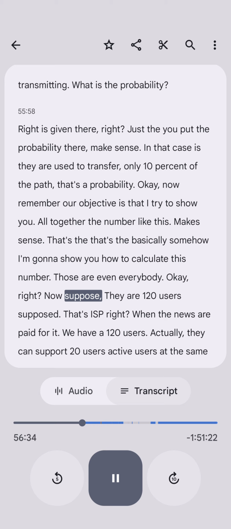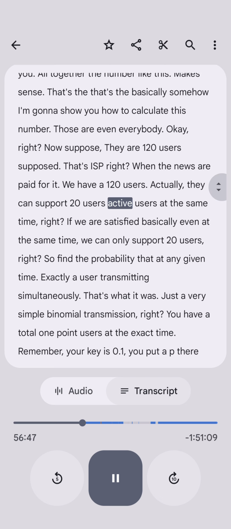Now, suppose there are 120 users. Suppose that's an ISP, right? 120 users paid for it. We have 120 users. Actually, they can support 20 active users at the same time, right? With packet switching, even at the same time, we can only support 20 users, right? So find the probability that at any given time, exactly n users are transmitting simultaneously. That will be what? Just a very simple binomial distribution, right?